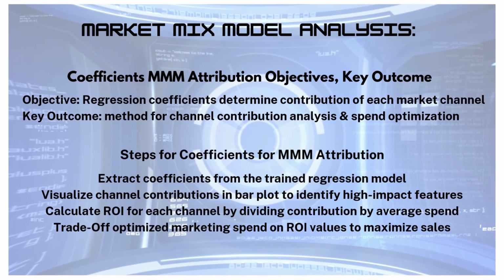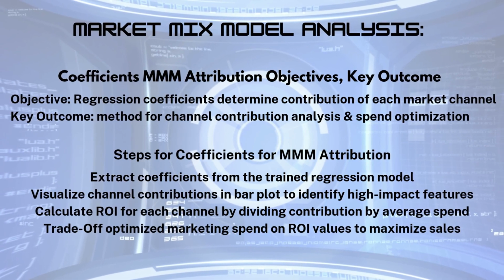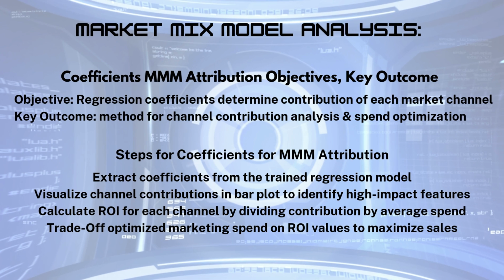So let's go over a little bit on the coefficients and how it worked, the objectives and the key outcome. The objective for this coefficient was a regression coefficient model to determine the contribution of each channel. The key outcome was the contribution and analysis of each spend for optimization. The steps for coefficient were to extract the features from the trained model, visualize them in bar charts for impact features, calculate return on investment, contribution and average spend, and trade off to optimize spend for return on value.